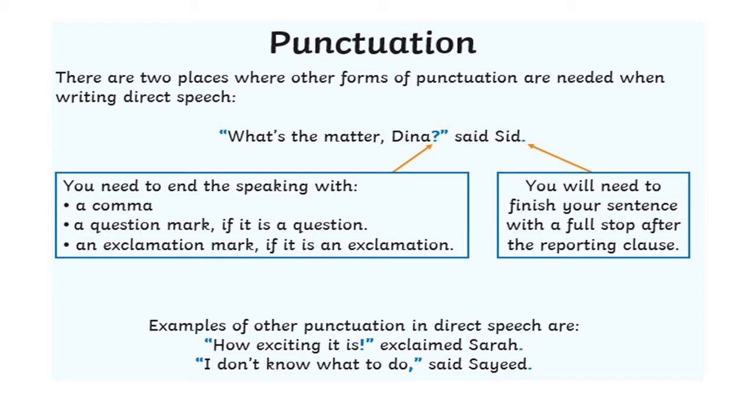The next example is, "I don't know what to do," said Sadie. Again, the words said by Sadie begin and end with inverted commas. The sentence that Sadie says is finished by a comma. And finally, the reporting clause is finished with a full stop.